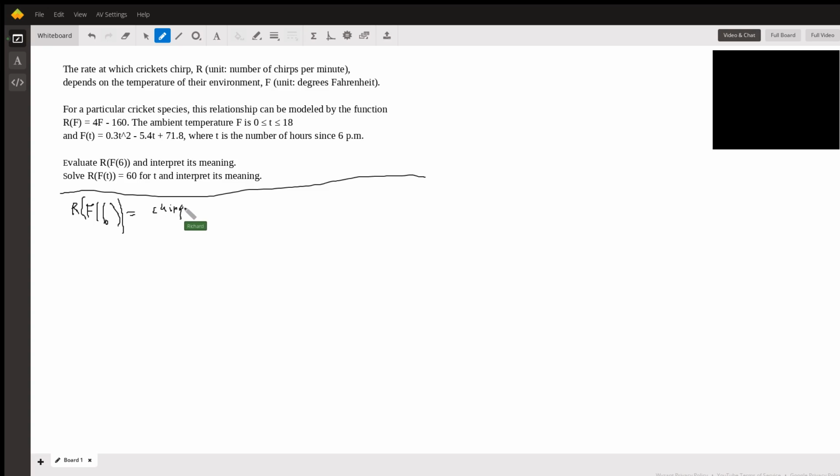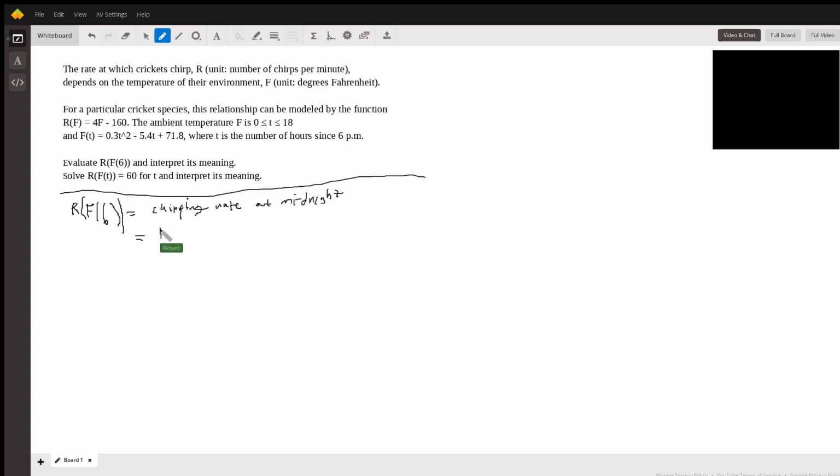which I'm just going to abbreviate a little bit. Chirping rate at midnight. So you always start with the inside first. So F of 6 is the temperature at midnight, and then R is the rate of chirping at midnight.